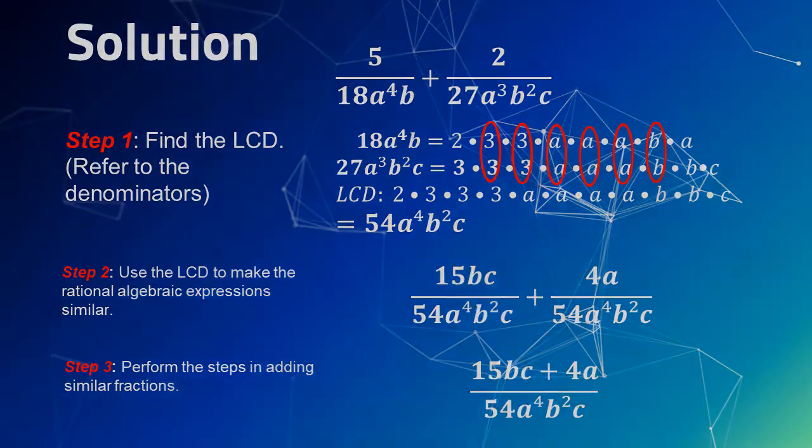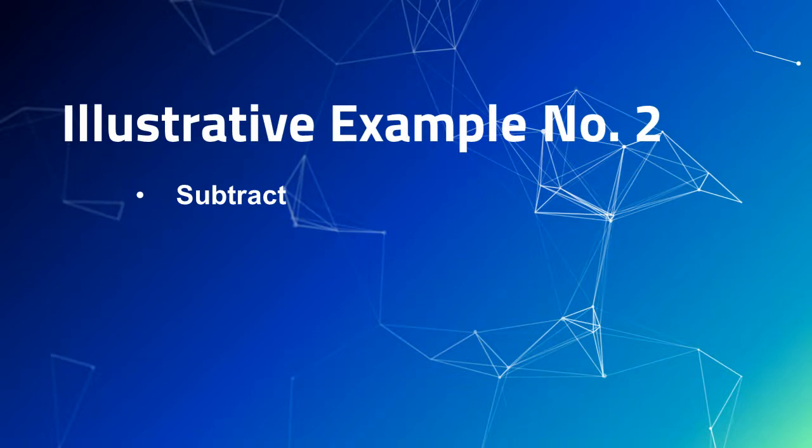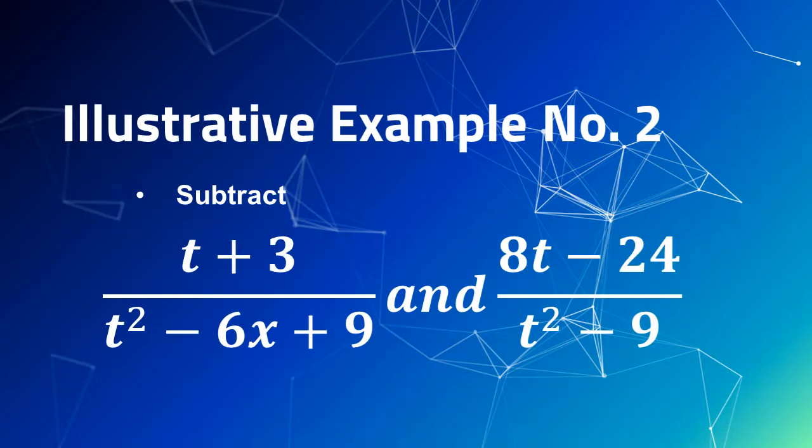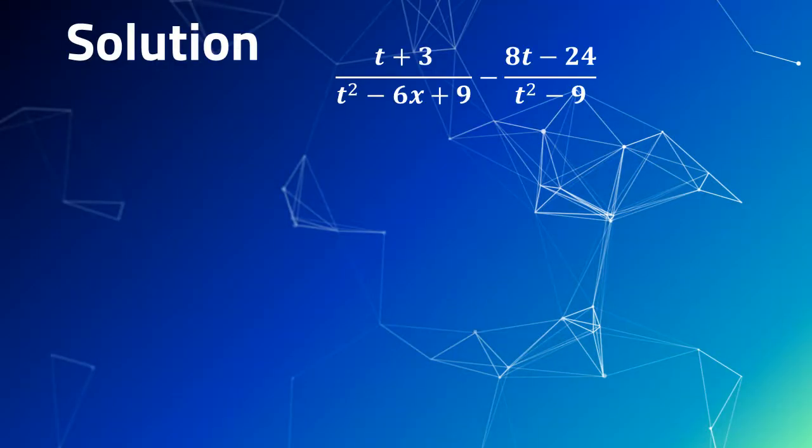So 54a raised to... Our second example: we're going to subtract t plus 3 all over t squared minus 6t plus 9 and 8t minus 24 all over t squared minus 9. This example gives a denominator as well as a numerator which can be factored out using the different factoring techniques. So our solution is t plus 3 all over t squared minus 6t plus 9 minus 8t minus 24 all over t squared minus 9.